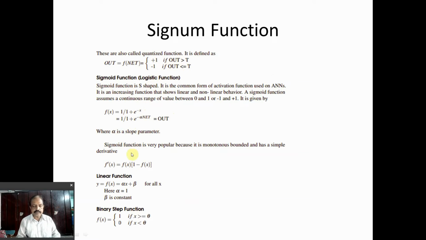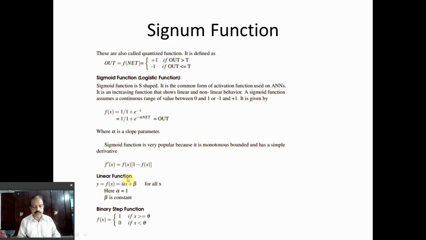Another beautiful thing about the sigmoid function is that the first derivative of this function is equal to f(x) into 1 minus f(x). So this is f(x). If you want f dash of x, then it is equal to f(x) into 1 minus f(x).